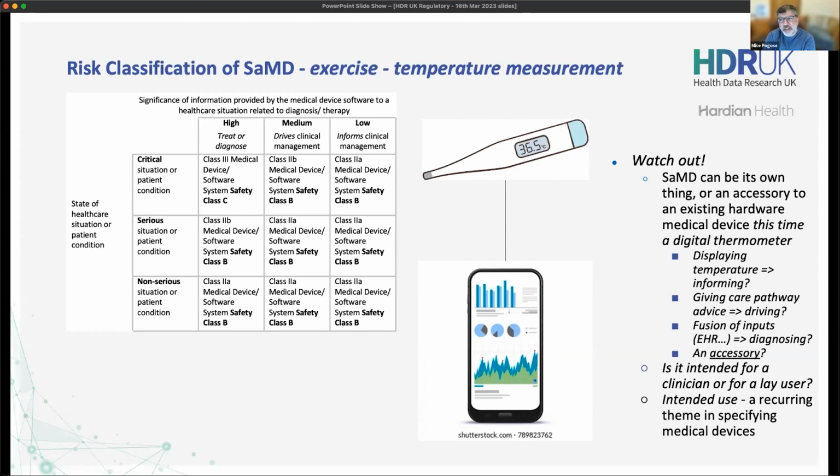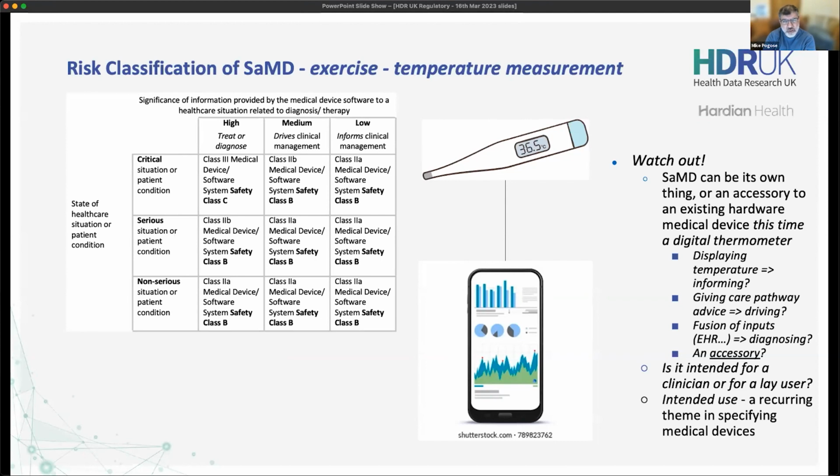Is that software just by itself informing clinical management? So is it a way of displaying the temperature and maybe a graph of the temperature, putting a trend on it? And are you then saying to the clinician, dear clinician, because you know all about temperature, you've got some idea of the history of this patient, the temperature trend is just helping you to think what you will do for the patient.